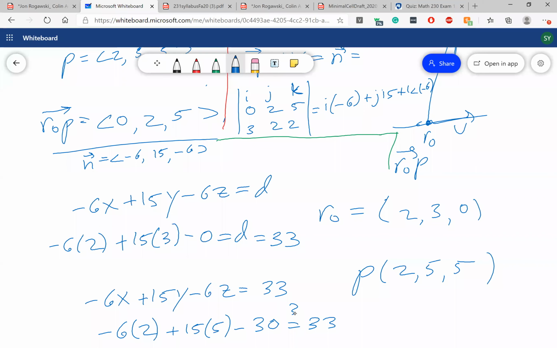Let me just do this in the calculator quickly. So it's basically 75 minus 30, minus 12, yeah, looks right. Okay, so any questions about this?